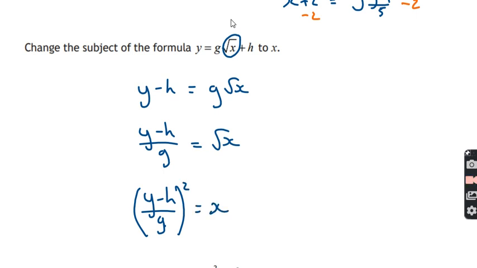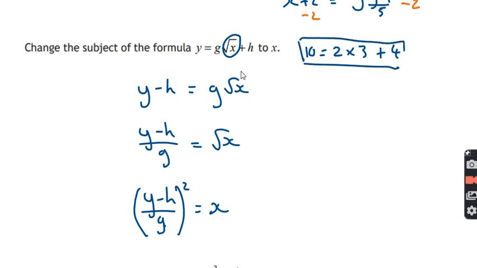Now what you can do, if you want to be very cautious, is put some numbers into this equation and see if that works out at the end. So let's just say, for example, g I'll call 2, and I'll call x 9, just so that root 9 would give me 3, and I'm going to call h 4. So that would mean that y would be equal to 2 times 3, which is 6, plus 4 is 10.